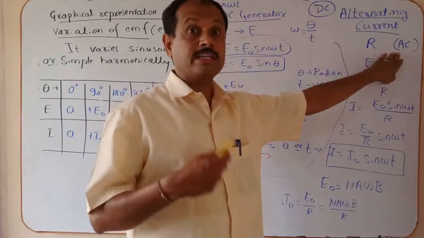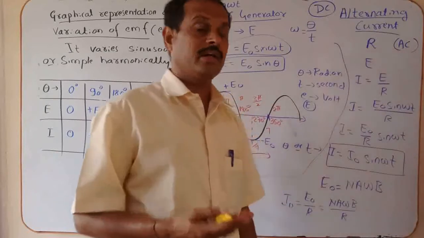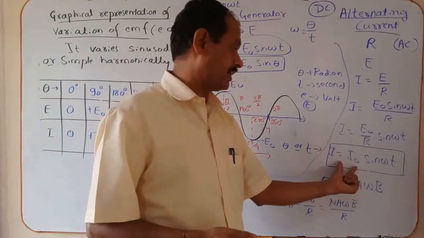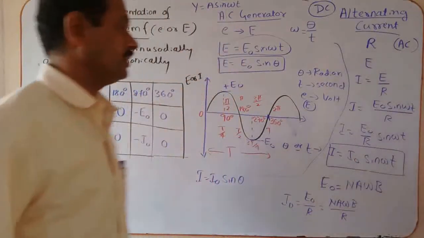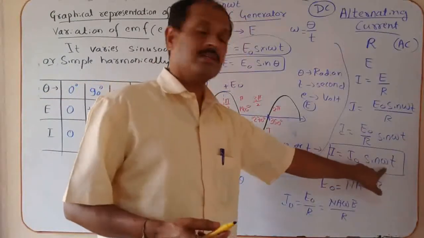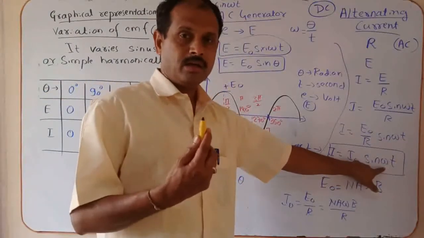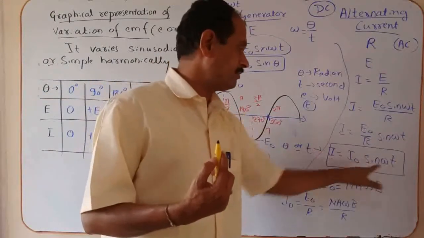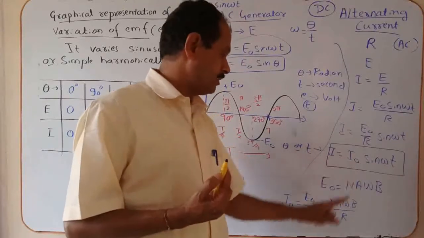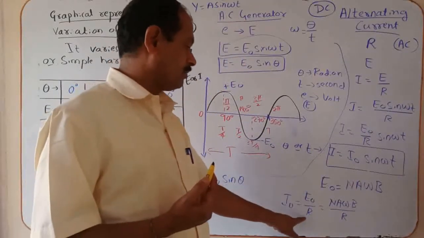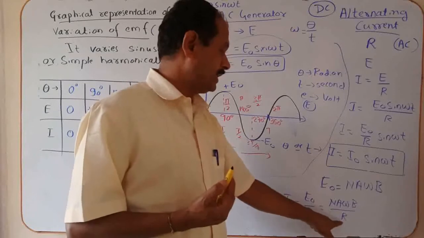Now go to the next chapter, which is alternating current. You have the expression for the alternating current, I is equal to I naught sin omega t. Omega is the angular speed or angular velocity, t is the time, and I naught is the peak value of current. The peak value of current is E naught divided by R, that is N A omega B divided by R.